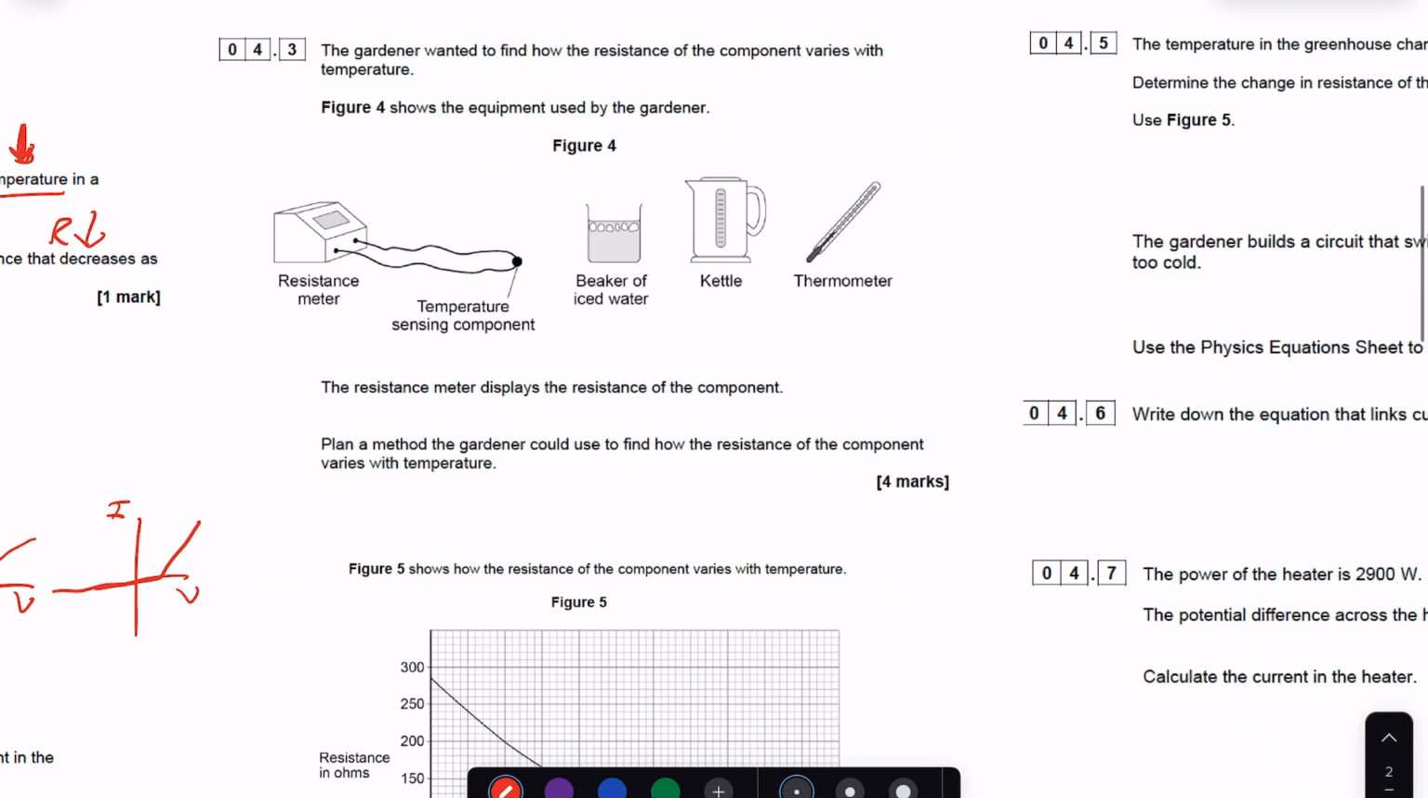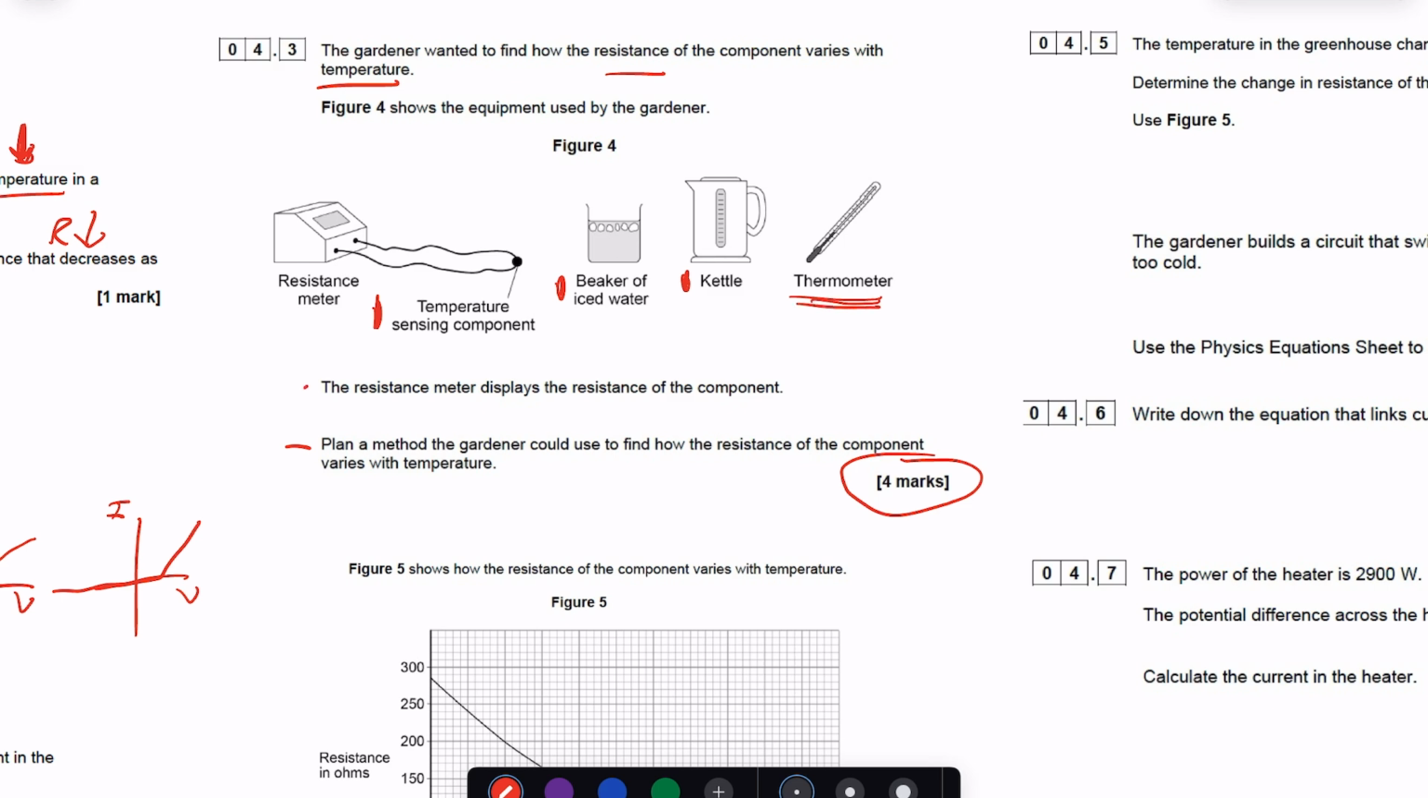Now, question 3 is a 4-mark question. So we're going to need to think about this when we get to it. Let's read the question. The gardener wanted to find out how the resistance of the component varies with temperature. So how R varies with temperature. Okay, so figure 4 shows the equipment used by the gardener. We've got a resistance meter, which has a temperature sensing component. We have a beaker of iced water. We have a kettle, so we can change the temperature of this beaker, presumably, and a thermometer to measure temperature.